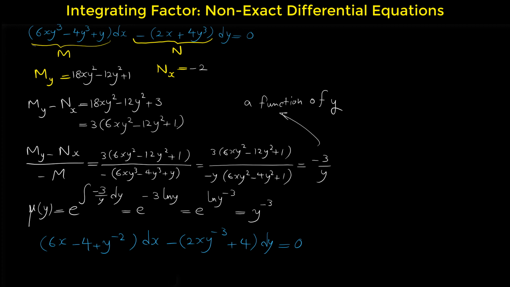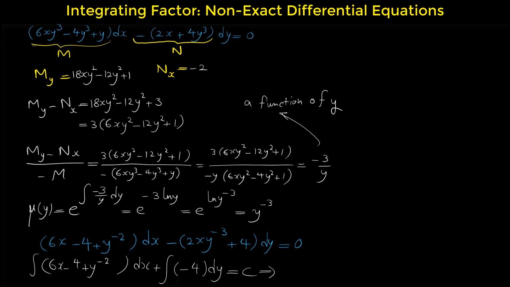Based on the shortcut method, we have to integrate everything that is here, 6x minus 4 plus y to the negative 2 dx. But here we have to integrate only the terms that are independent of x in the other part. This term has x, so forget this. We don't need to integrate that. But in this term, we don't have any x, so we have to integrate only this 4. But don't forget we have a negative here also. So plus integral of negative 4 dy equals c. By finding these integrals, simply we can find the answer.